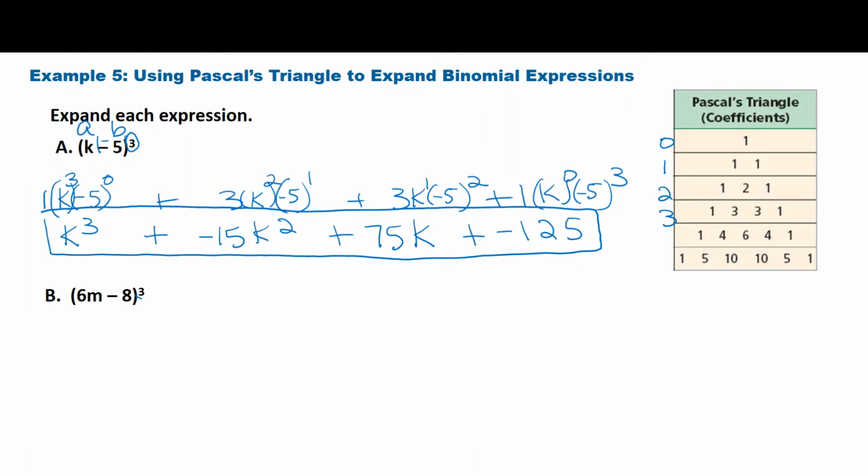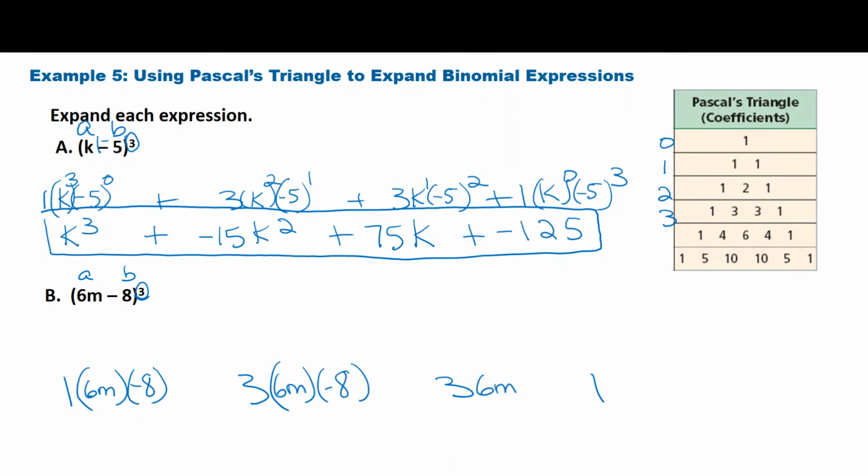Again, we see that we have a third power, so it's going to be 1, 3, 3, 1. And this is our A, and this is our B. So we're going to go ahead and put our A's and B's in there. 6m times negative 8. Okay, so now we have it, and we go ahead and put our plus signs in between everything.